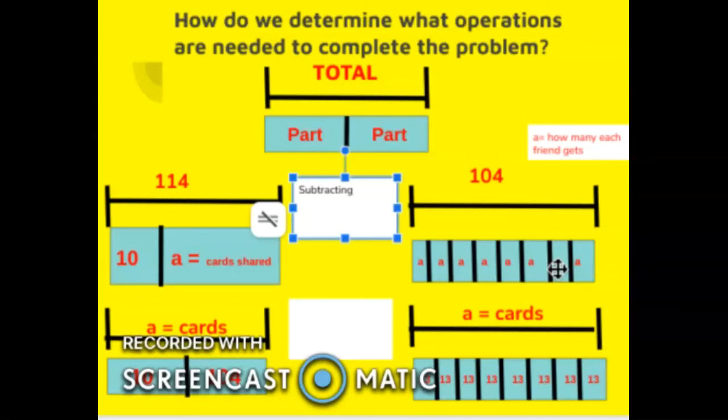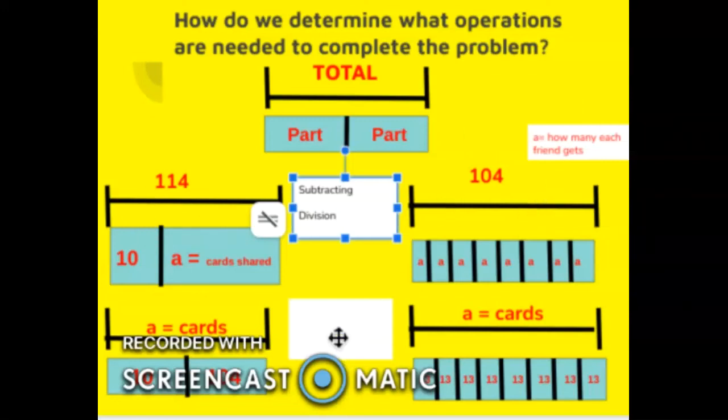to get. So if we know the total and we know a part, we know that 8 is the part, then we're going to use division. So in these two cases, these problems mean subtraction and division.